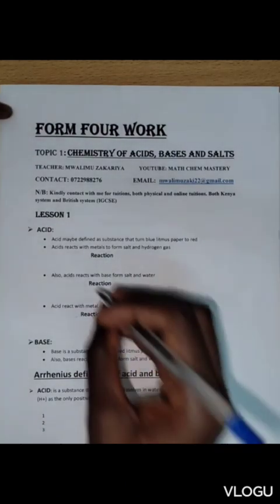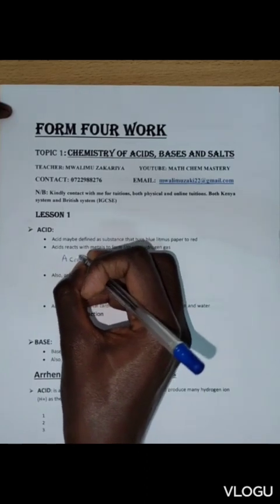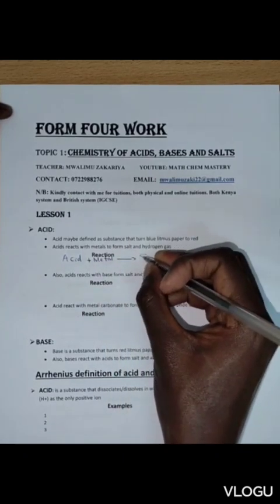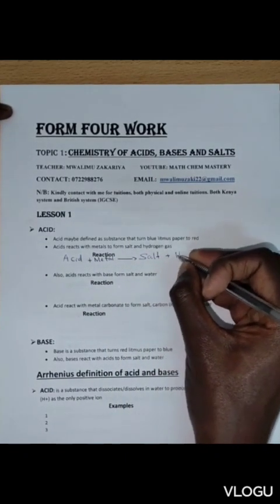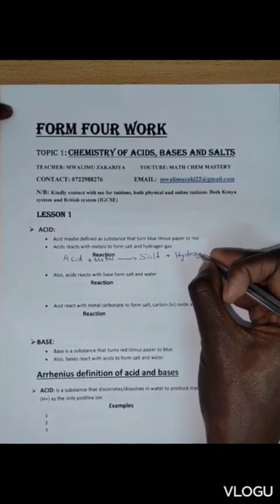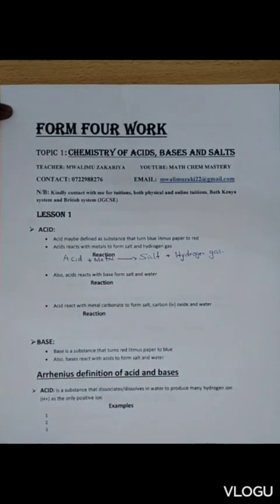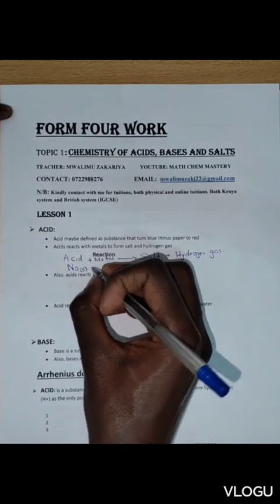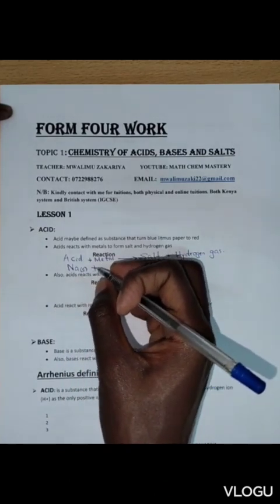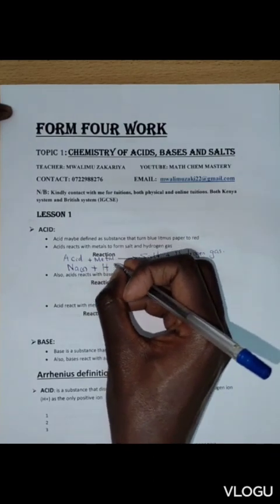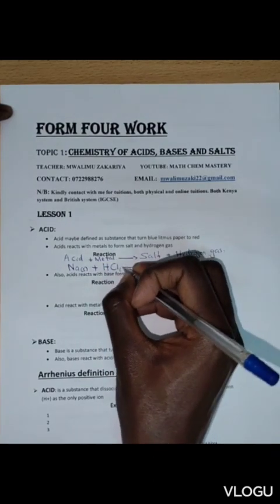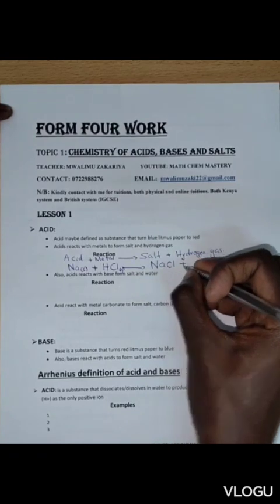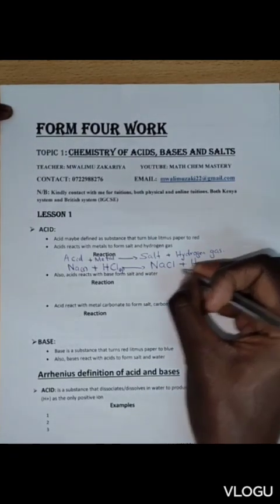If you remember the general equation, acid reacts with the metal to produce salt and hydrogen gas. Let's take an example. Let's say we have the metal sodium. It reacts with hydrochloric acid, which is a dilute acid, aqueous. It forms salt, sodium chloride, plus hydrogen gas.